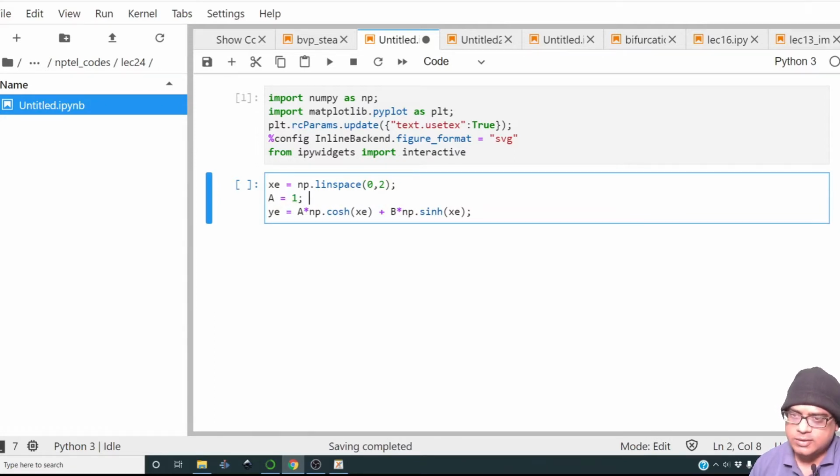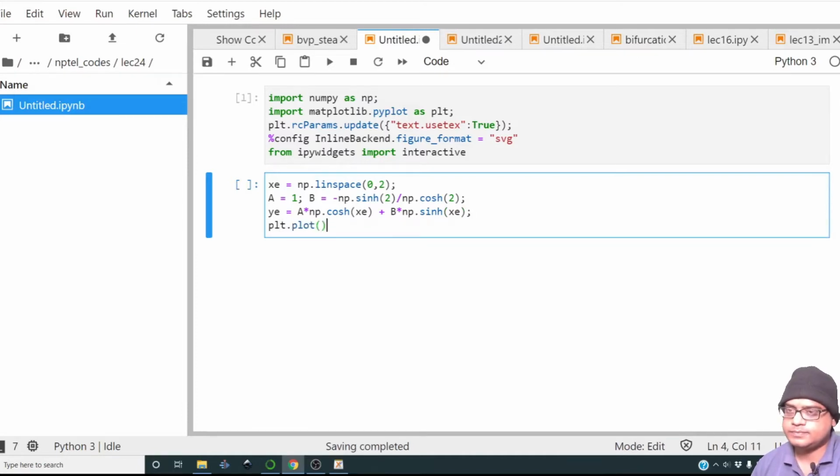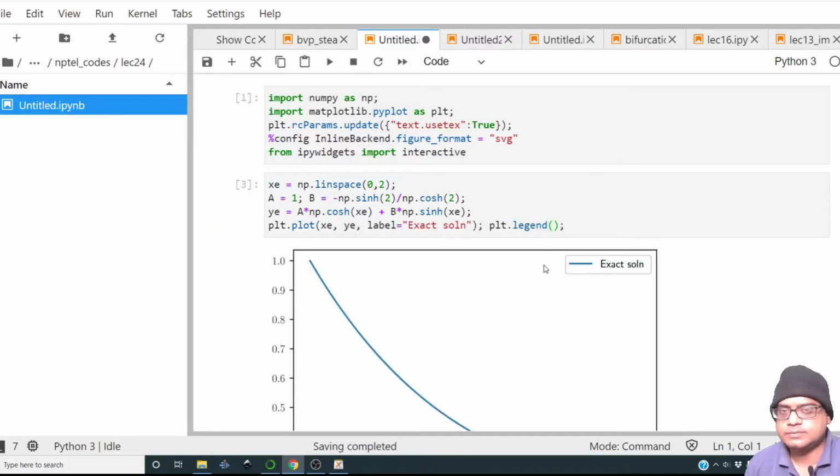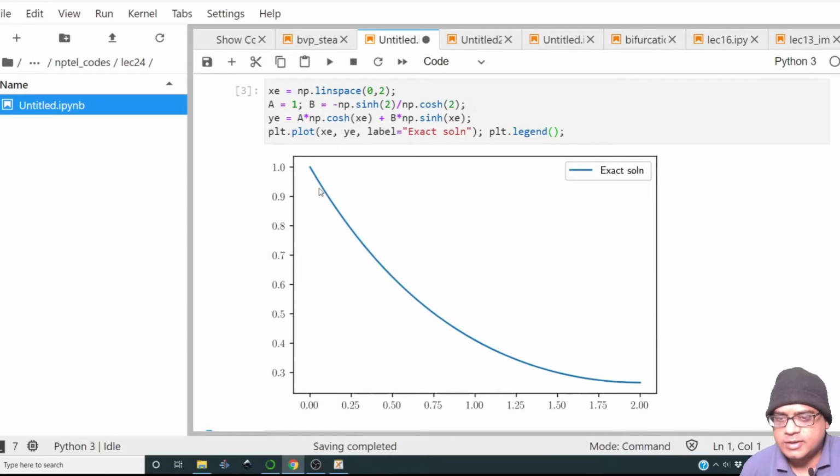So a is 1 while b is equal to minus np.sinh of 2 divided by np.cosh of 2. Well, alternately you could have written it as minus np.tanh of 2. But anyway, this is fine. So with this, let us do a plot. So this is how the exact solution looks like, and the value of the function at the other endpoint, that is x equal to 2, appears to be something near to 0.3 but less than 0.3.